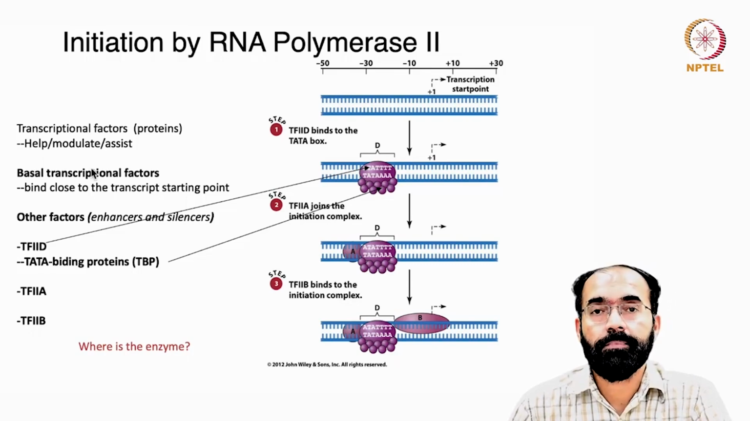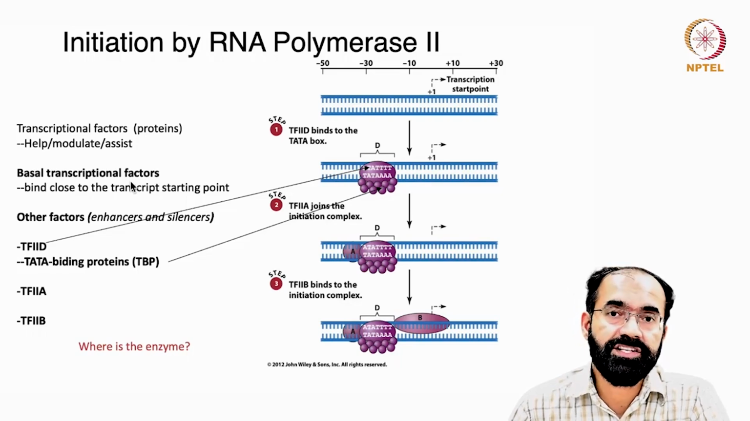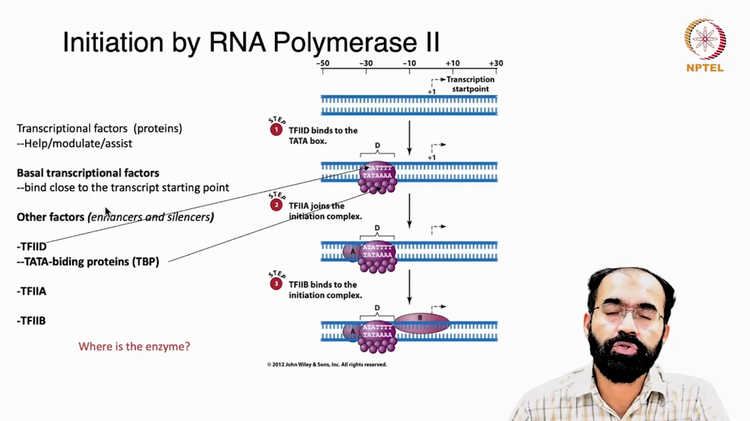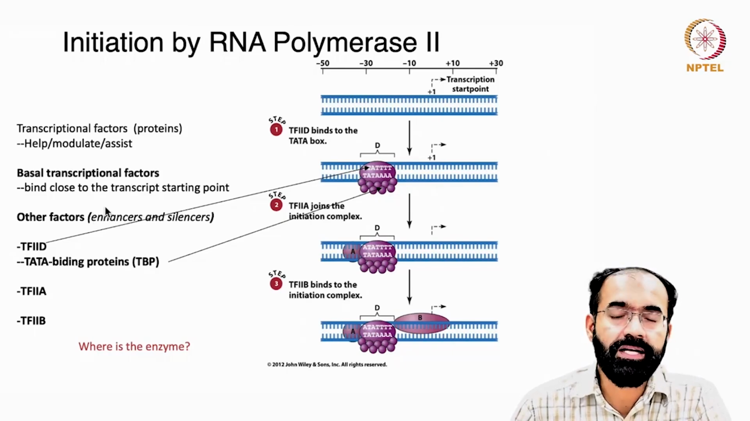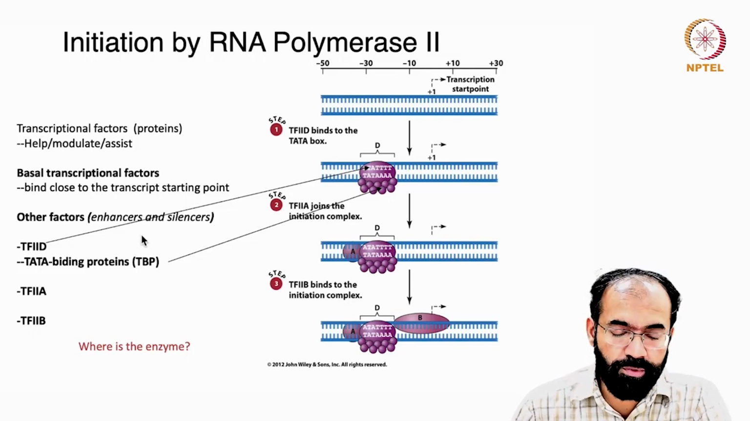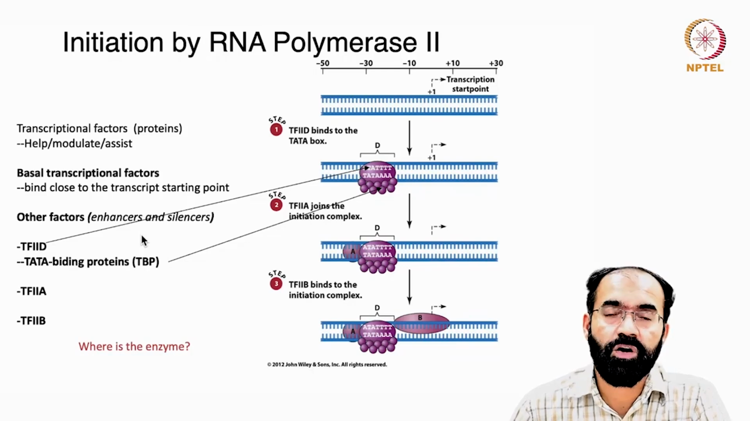And they are called basal transcription factors. Basal transcription factors are essential. They are inevitable for the transcription to take place, and they usually bind pretty close to the transcription initiation point. And there are many other factors that contribute to the regulation of transcription.